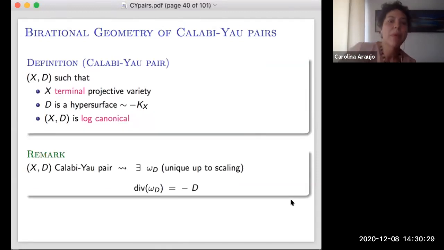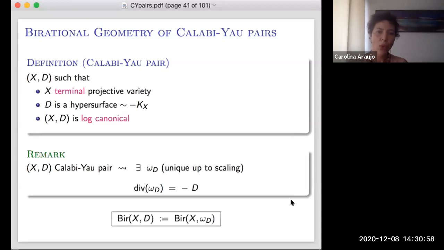Okay, so let me remark also that once you have a Calabi-Yau pair, there is a unique, up to scaling, meromorphic volume form on X such that it is non-vanishing and it has a simple pole along D. So this is to say that the divisor of this meromorphic volume form is minus D. And we define the birational group of the pair (X, D) to be the group of birational self-maps of X that preserve this volume form up to scaling.